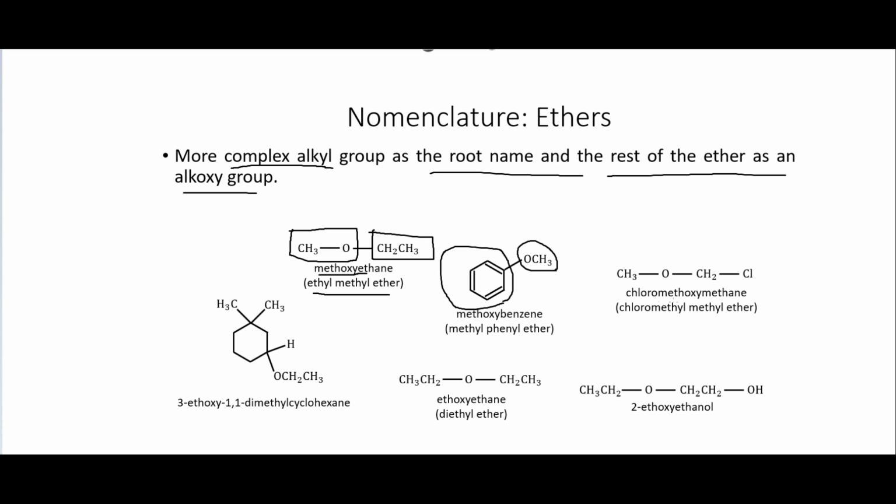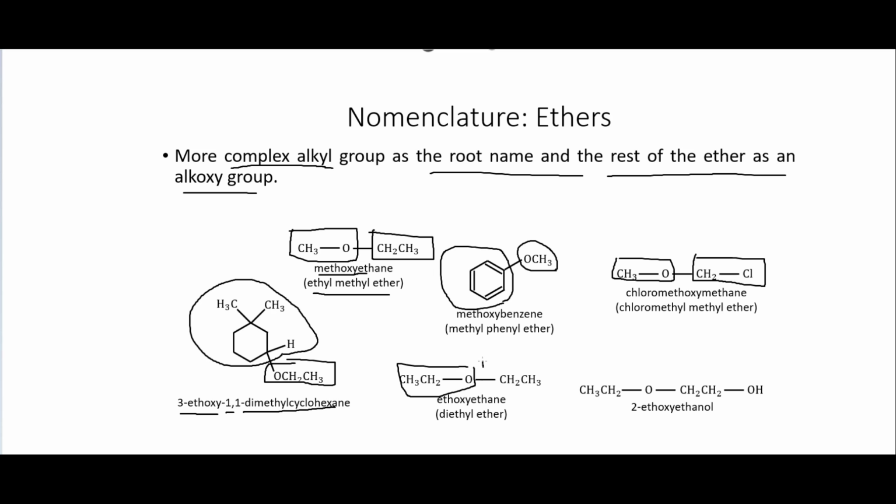Over here, we have the chloromethoxy, so this is our chloromethoxy right here, and then methane, so chloromethoxymethane there. Somewhat more complicated, we have this 3-ethoxy, so this is our ethoxy group right here, then 1,1-dimethyl cyclohexane. So the rest of this is our 1,1-dimethyl cyclohexane. Then we have ethoxyethane, so this is our ethoxy group. This is ethane right here. Of course, we usually just call this diethyl ether, but its IUPAC name would be ethoxyethane.